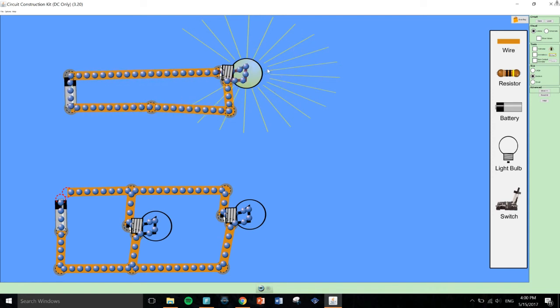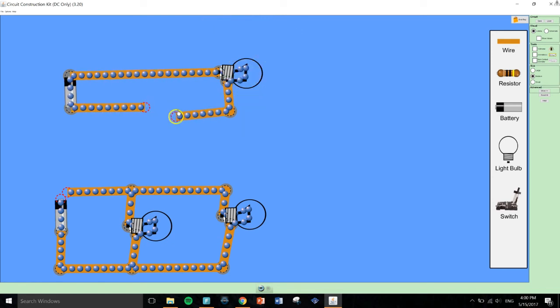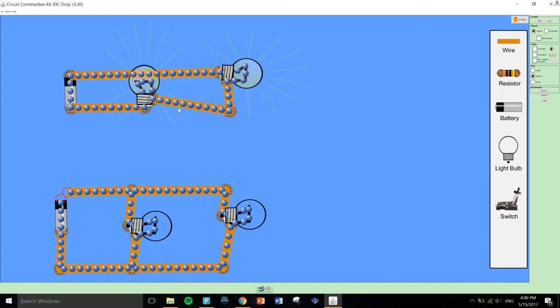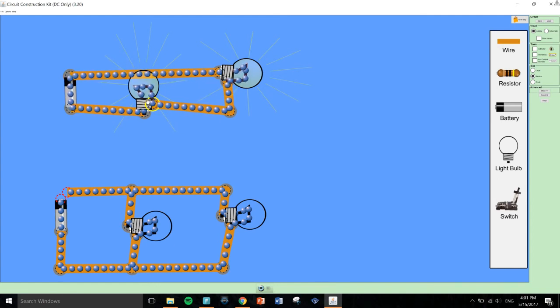Okay? Now, what happens if we put in another light bulb? Well, let's see. Another light bulb. All right. If you notice, the light bulb is dim, right? So now they're sharing the electricity. The light bulb is half as bright. Okay, there's twice as much resistance, and there's half as much current. Okay, so great. Those are the characteristics of a circuit in series.